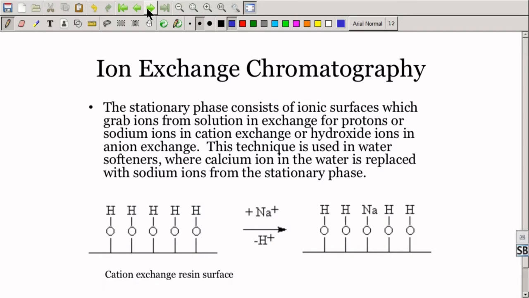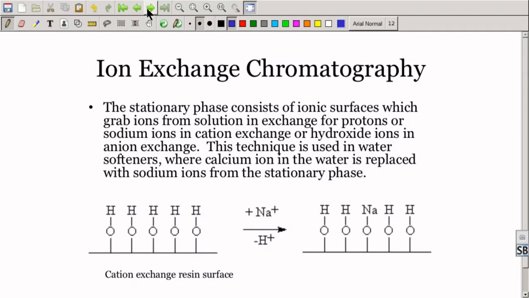Okay. One of the other things I wanted to talk about here, and actually I developed a lab where we use this, although we don't have anything that works really well with this, is this idea of ion exchange chromatography. This is really important for purification of water.